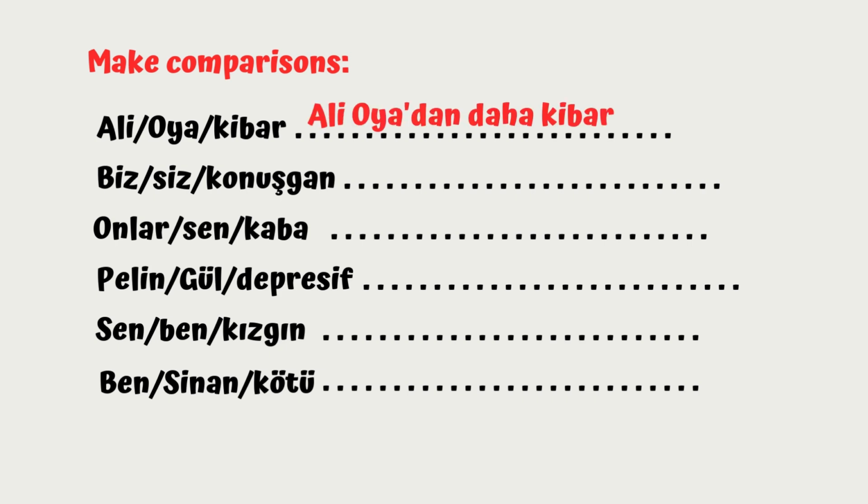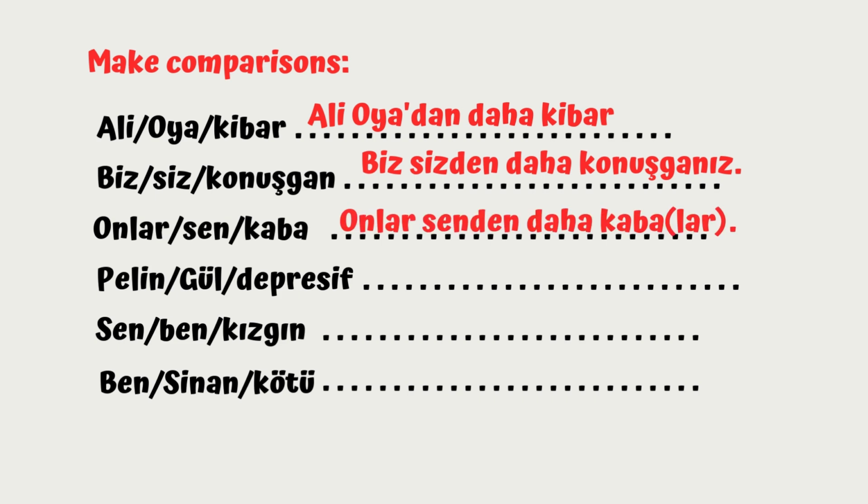Okay. Ali Oya'dan, don't forget apostrophe, daha kibar. Good. And biz, siz konuşkan. Biz sizden daha konuşkanız. So subject pronoun ending for biz. Okay. Onlar, sen, kaba. Onlar senden daha kaba or onlar senden daha kabalar. Subject pronoun ending'lar or nothing.